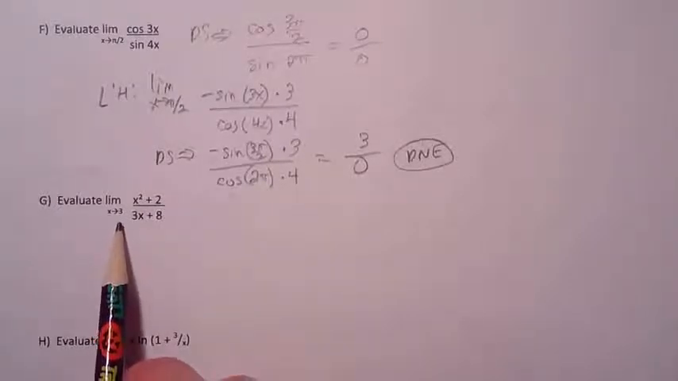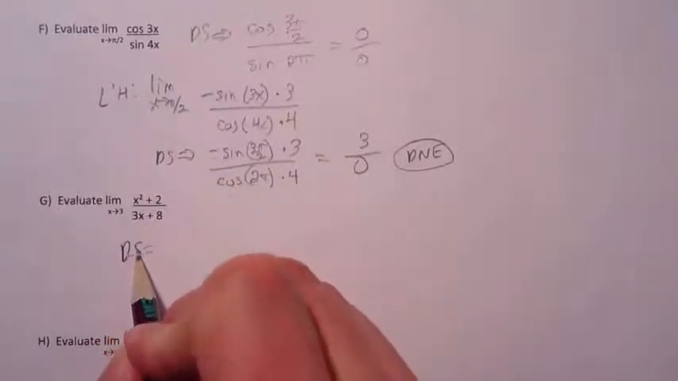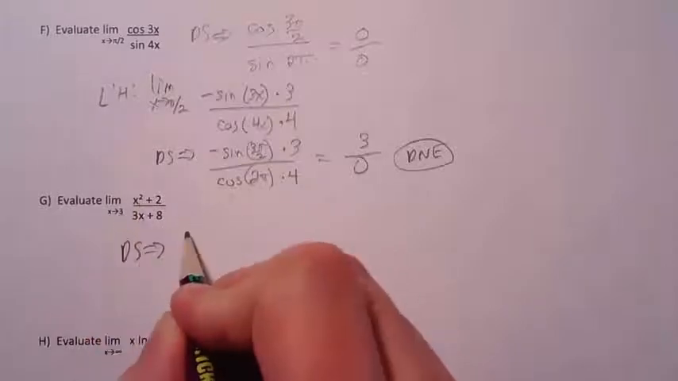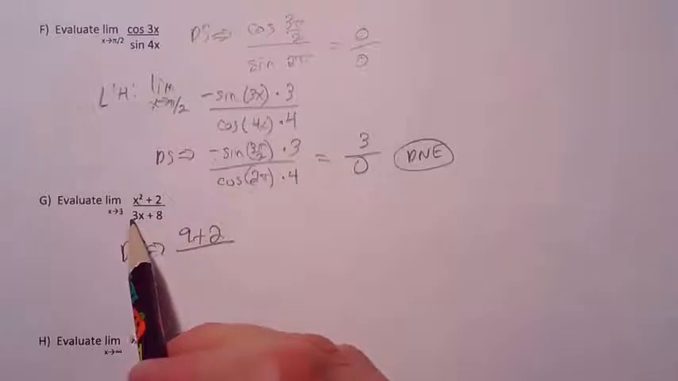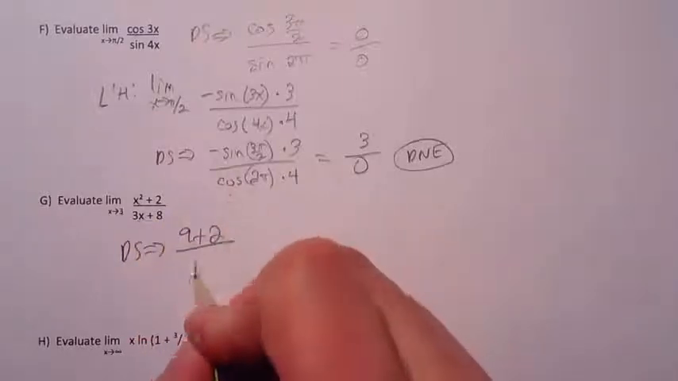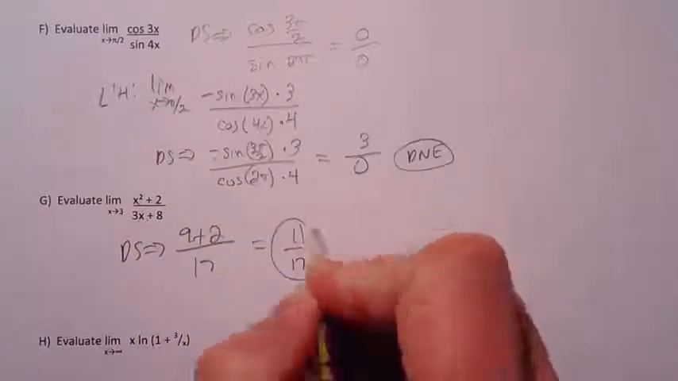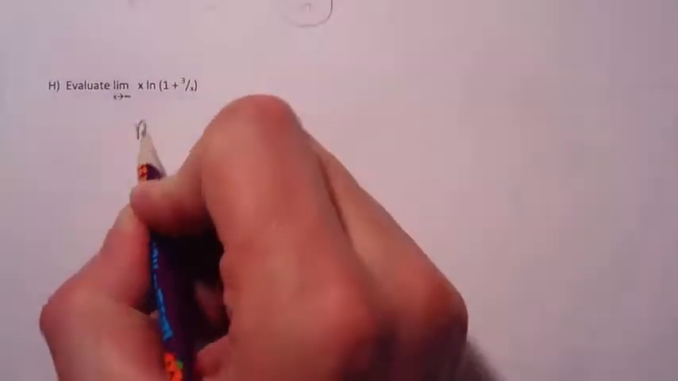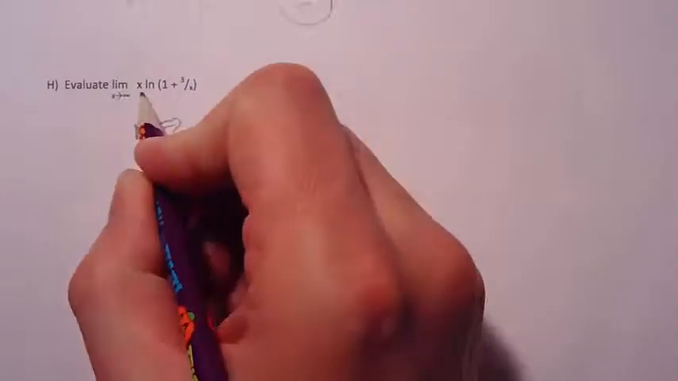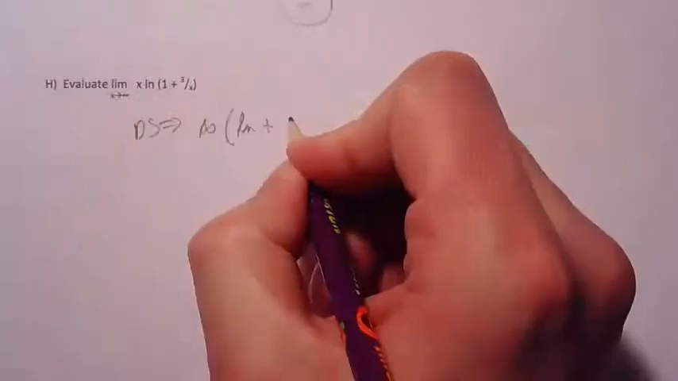In G, if we try direct sub on that, we get 3 squared is 9 plus 2 on top. Ooh, that's not going to be indeterminate. On the bottom, you get 9 plus 8 is 17. So you get 11/17, and that's it. Always do direct sub first, folks. Last problem. If we try direct sub on this thing, we get infinity times natural log of 1.